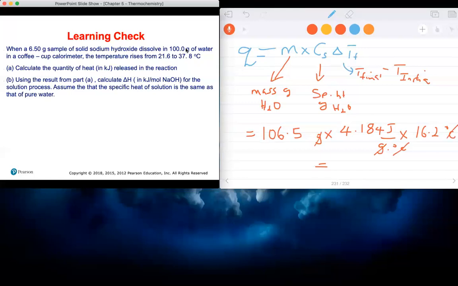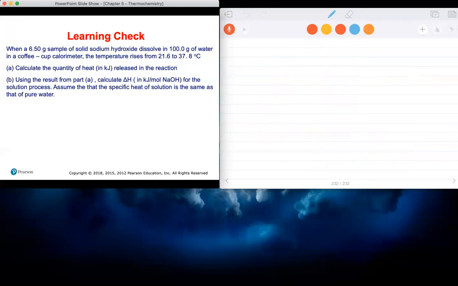And you should have 7218.65. This is joules. If we divide by 1,000 to make it kilojoules, we get 7.23. This is 7.23 kilojoules.